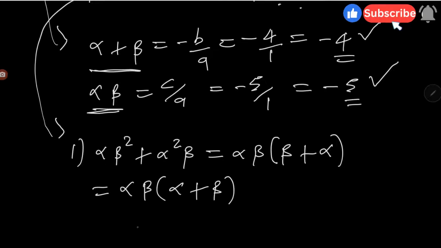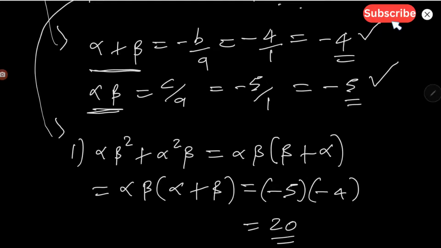So at this stage, we can find now the sum of these two new roots, since we've expressed it in the form that has alpha plus beta and alpha beta. So this will be equal to the product here, alpha beta, we have minus 5, and it is being multiplied with alpha plus beta, which is the sum, and that's minus 4, and this will give us 20, which is a positive.